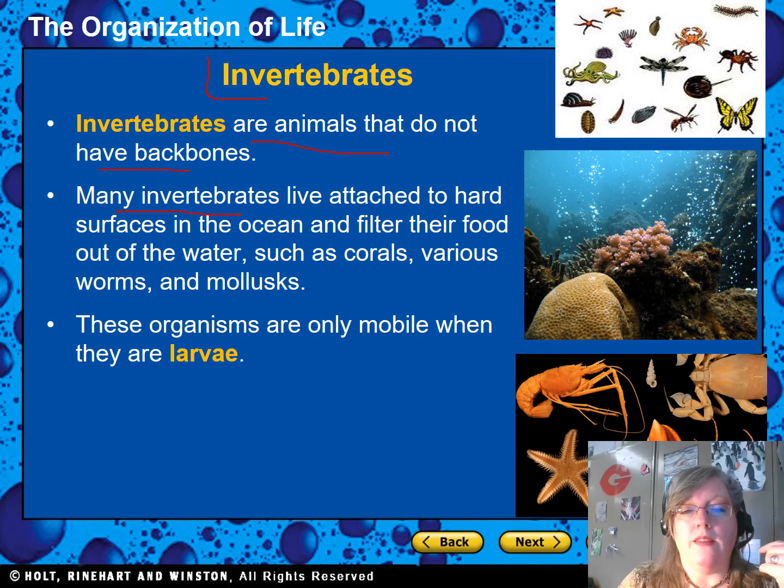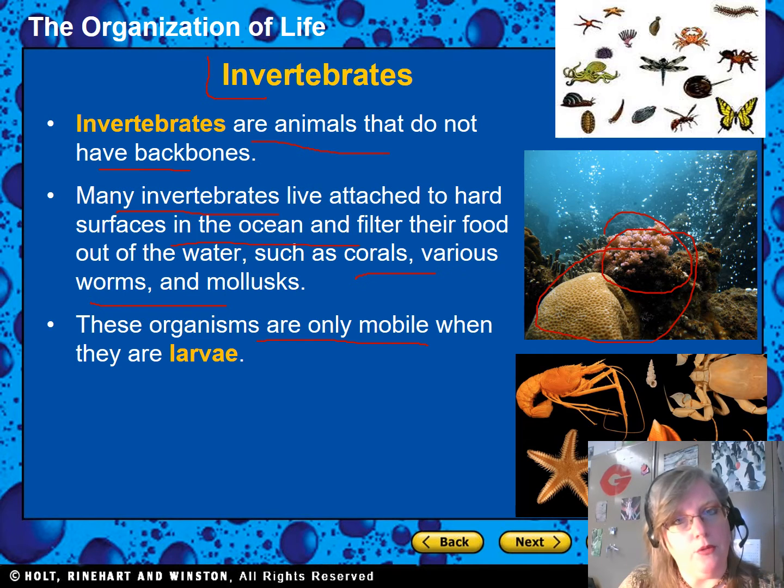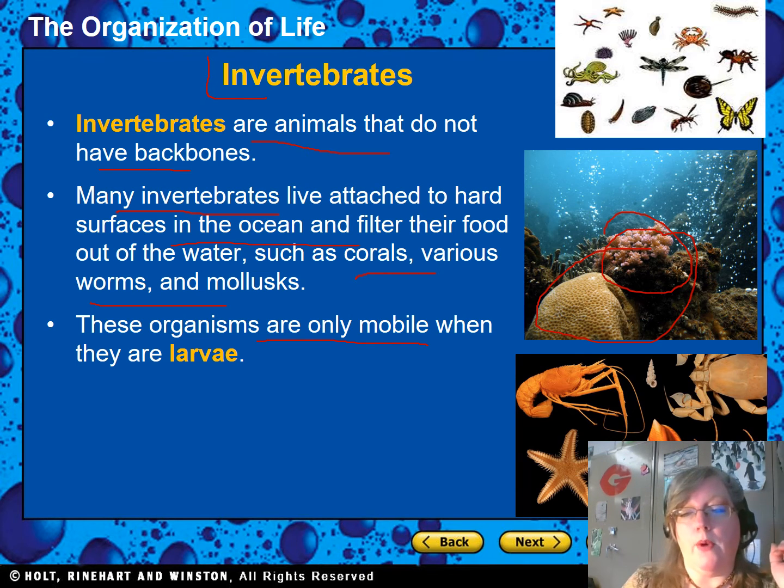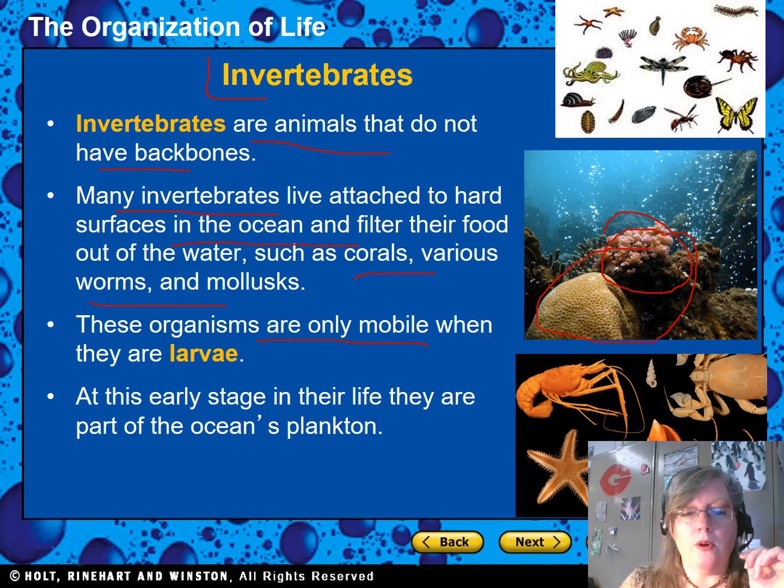Many of the invertebrates live attached to hard surfaces in the ocean and filter food out. See these corals? They live attached to the surface. And various worms and mollusks and the barnacles that get on the bottom of boats only move around at some time in their life. We said that one of the rules to be an animal is that you have to move around at some time in your life. Well, think about barnacle and coral. They don't really move, but they do when they are larvae, when they are first fertilized and become eggs and embryos. They float around at that point, and they're part of the ocean's plankton. That's when they're movable.